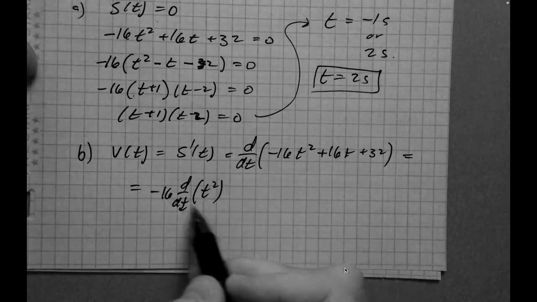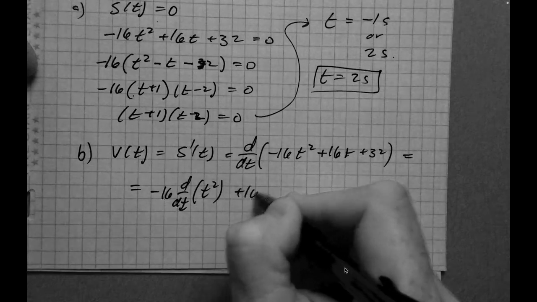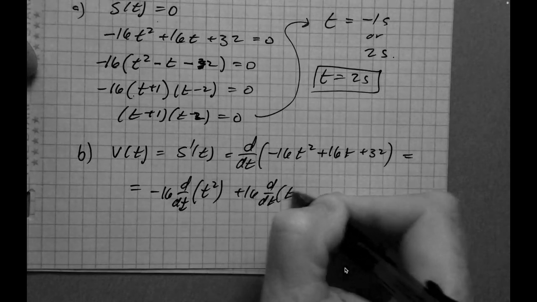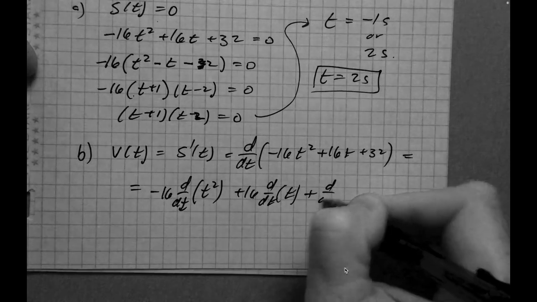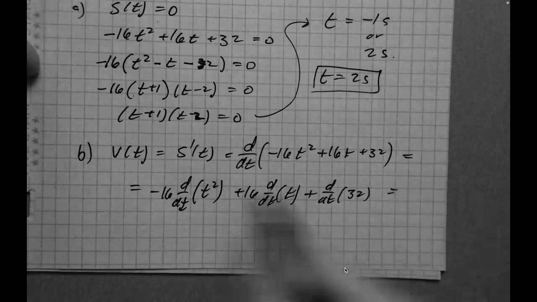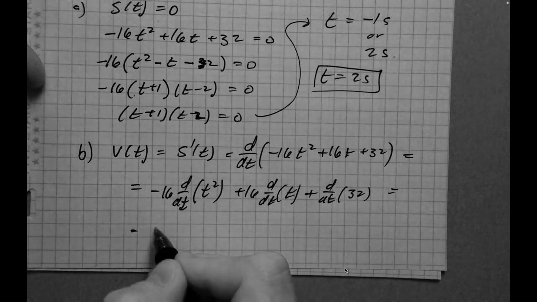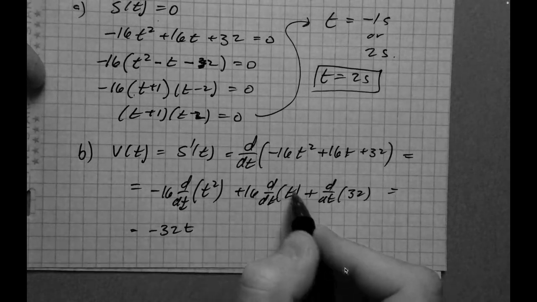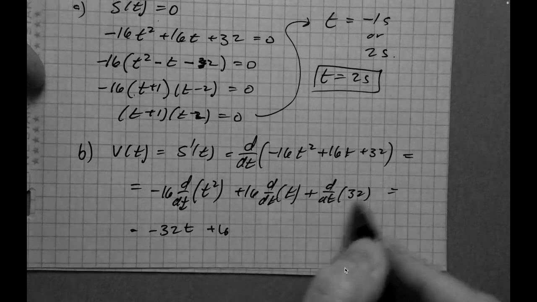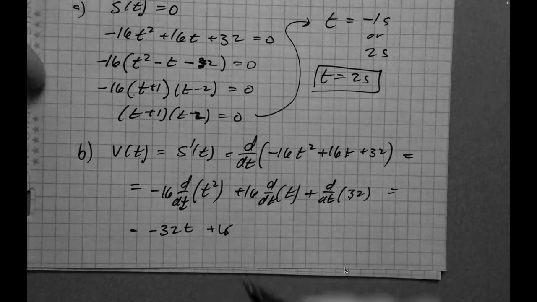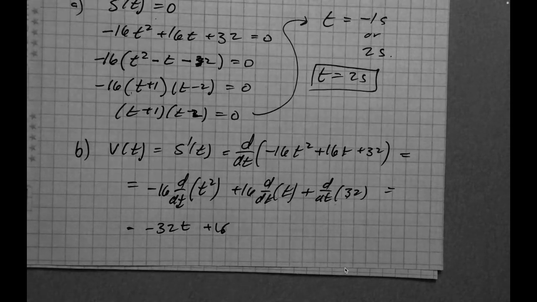Negative 16 d/dt of t squared plus 16 d/dt of t plus d/dt of 32. Okay, and so here you would get negative 32t and then plus 16, right? And then this constant goes away, goes to 0. The derivative of a constant is 0 is what I mean to say there. So this is the velocity function. So this tells us the velocity of the diver at any time t.